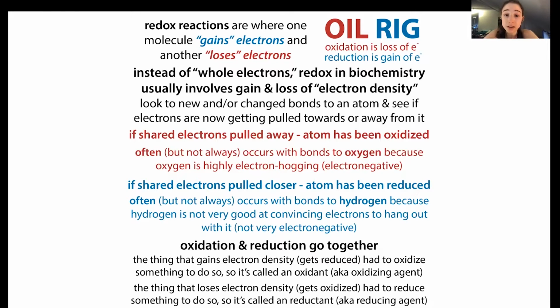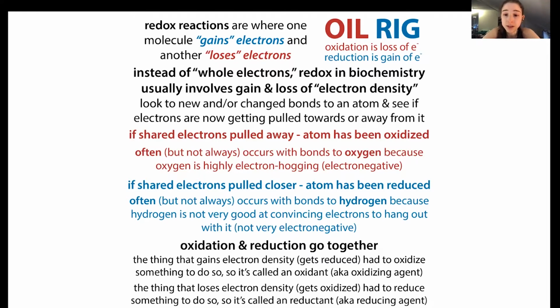So often, but not always, oxidation is accompanied by more bonds to oxygen. So maybe you're bonding another oxygen, or you're forming a double bond instead of a single bond. And this is just because the oxygen is more electronegative. It's not because oxidation is defined by a bond to oxygen.